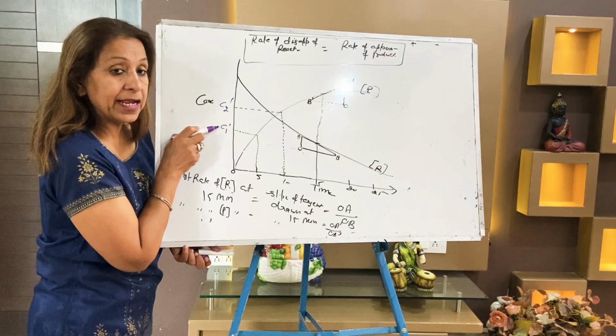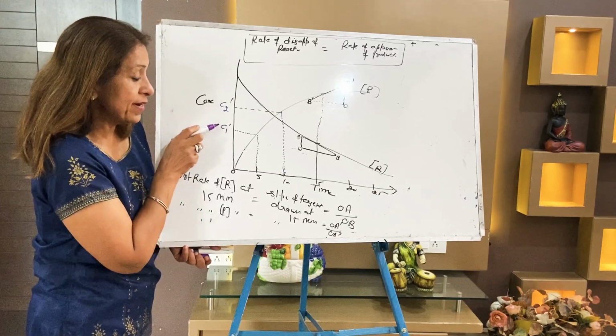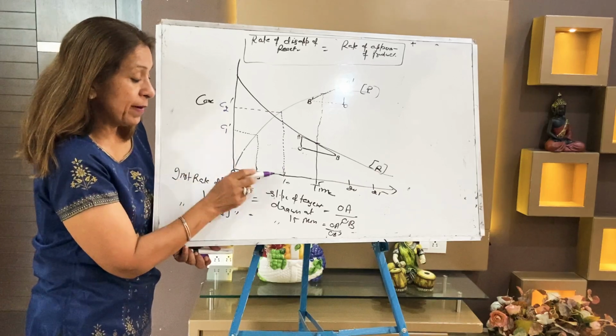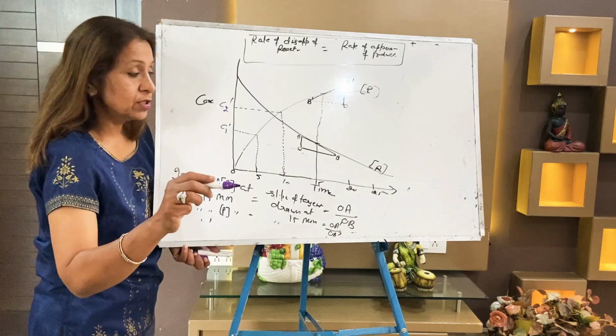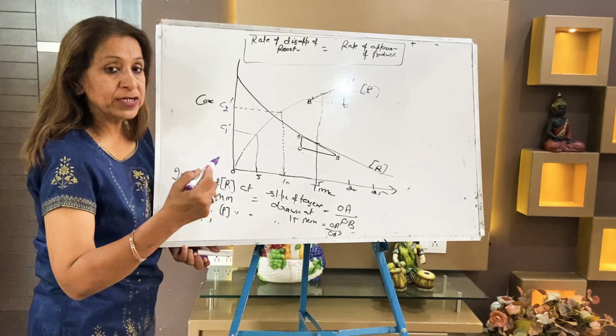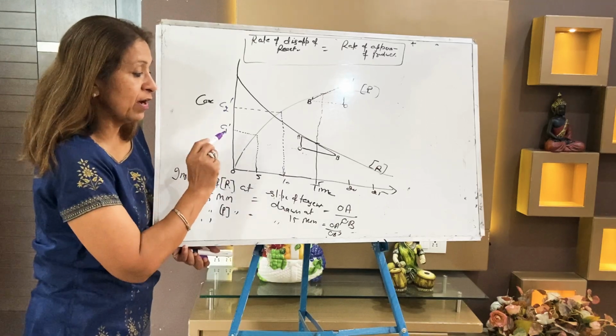So the average rate of the product is C2 dash minus C1 dash divided by 10 minus 5. It will come positive. C2 dash is more, so it will come positive. So the average rate of the product will come positive.